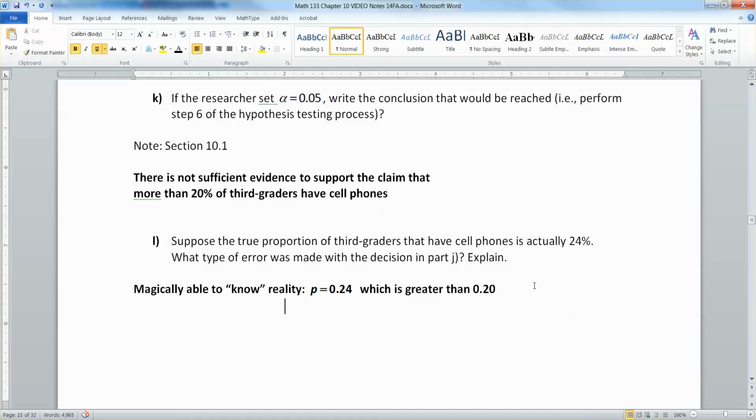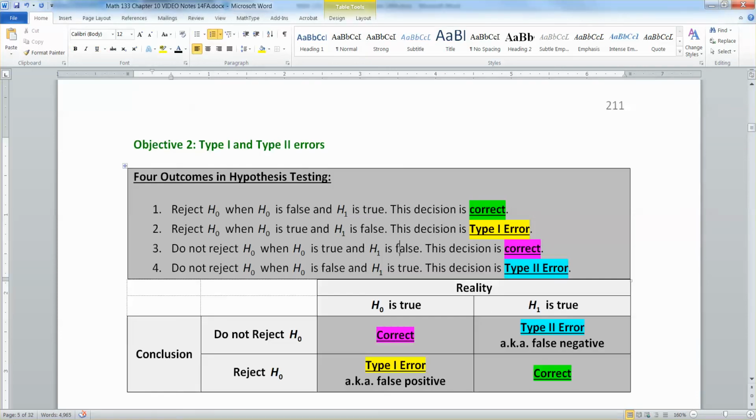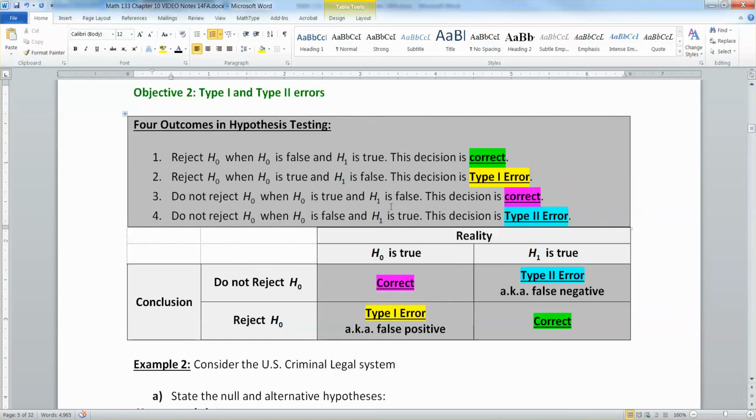Well, we need to go back to 10.1 again. So let me grab 10.1. Let's look right here when we introduced type 1 and type 2 errors. So we know that the alternative is actually true. So reality says the alternative is true, right? And that's the real case. We're magically able to know reality. So if that's the case, the only error you can make then is by not rejecting your null hypothesis, which we didn't. So that means that a type 1 error is what's possible. So if you do not reject p equals 0.2, but even though in reality it actually was false, that would be making a type 1 error.